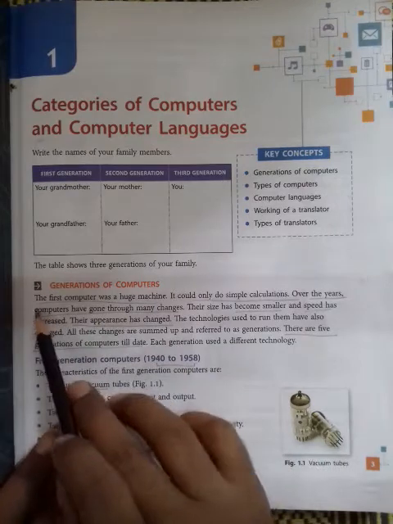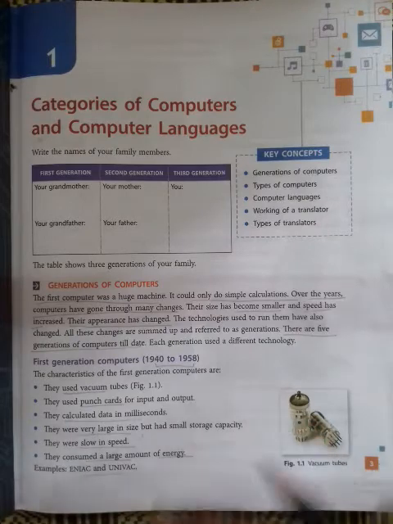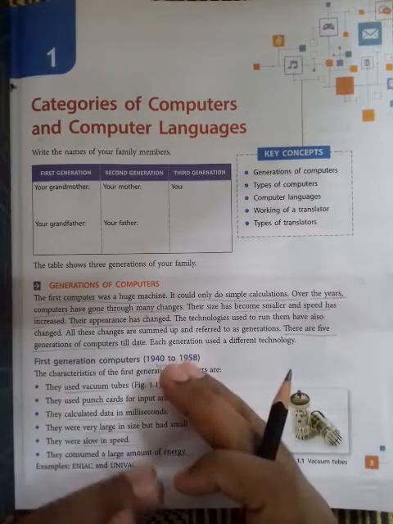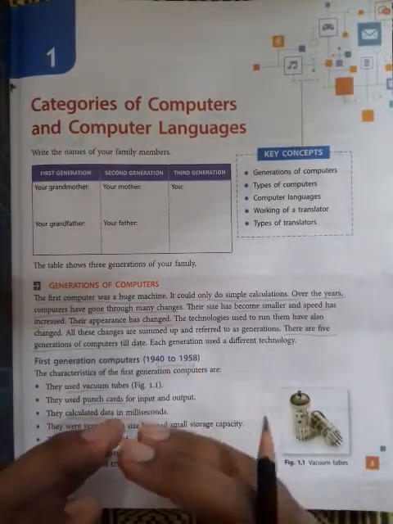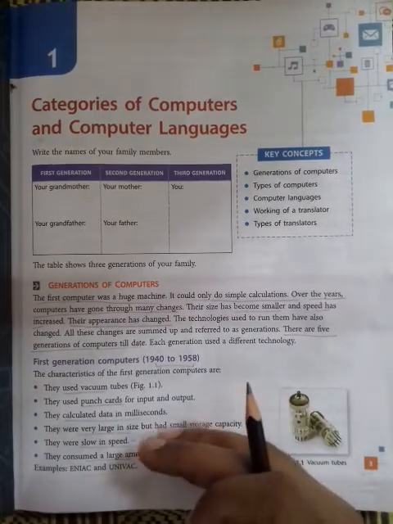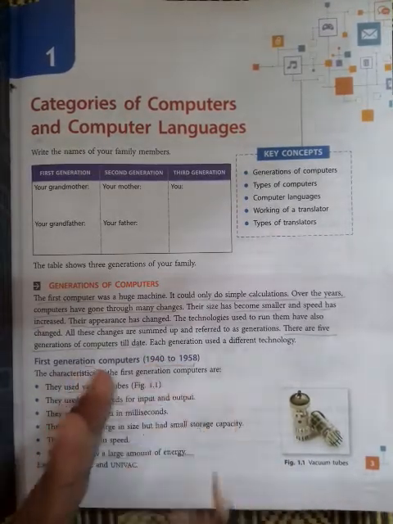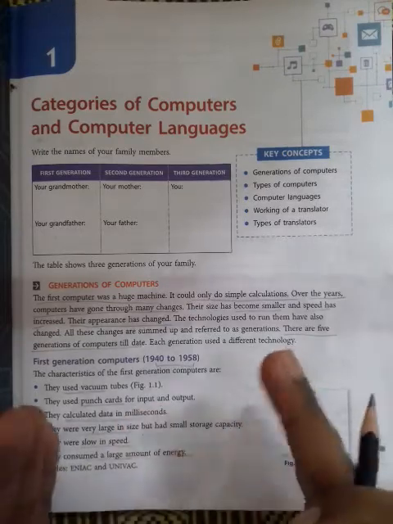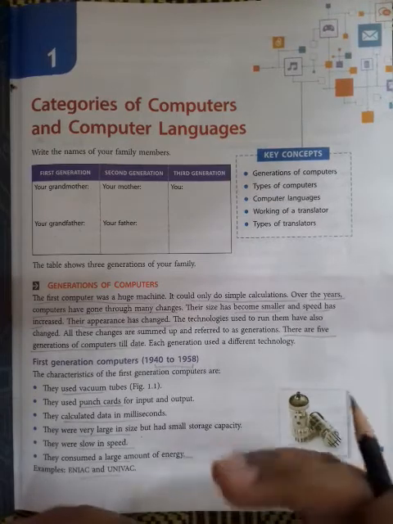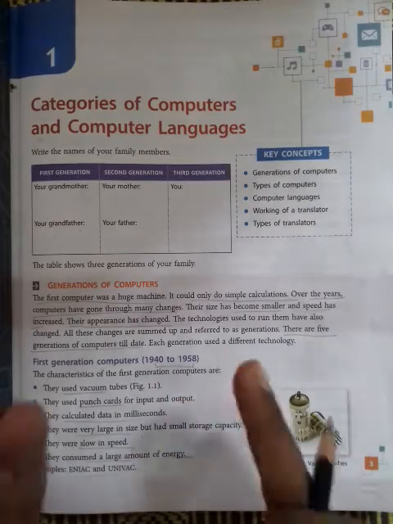Similarly, in case of computers, when the computer was first invented, it was a huge machine, and at that time it was capable of only simple calculations. Over the years computers have gone through many changes. Their size became smaller, their speed has increased, and their appearance has changed. All these changes are referred to as generations. There are 5 generations of computers to date.